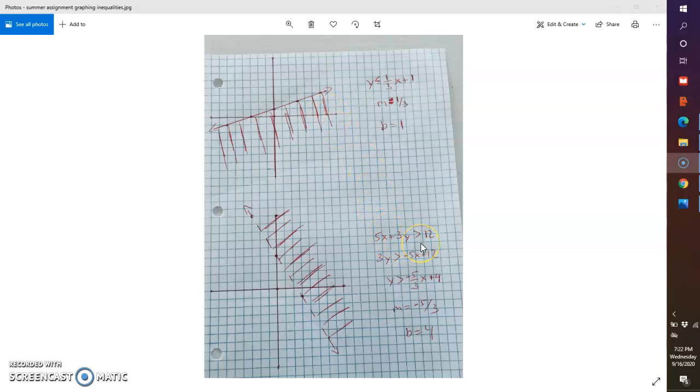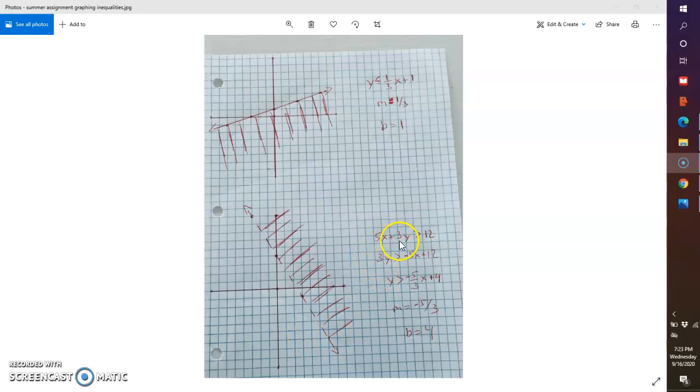In this one right here, I have to solve for y first. So I subtract 5x on both sides, I divide by 3 on both sides, and I get y is greater than negative 5/3 x plus 4. My slope is negative 5/3, my y-intercept is 4, so I start at my 4, I go up 5, left 3, down 5, right 3, down 5, right 3.